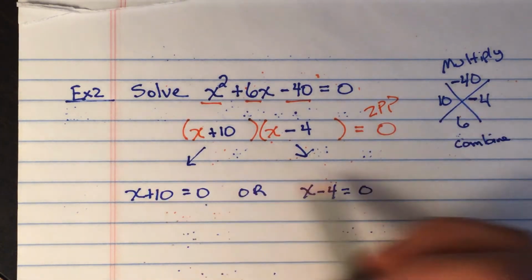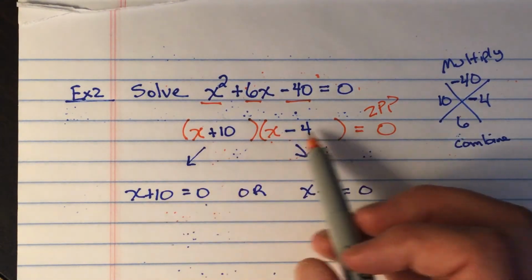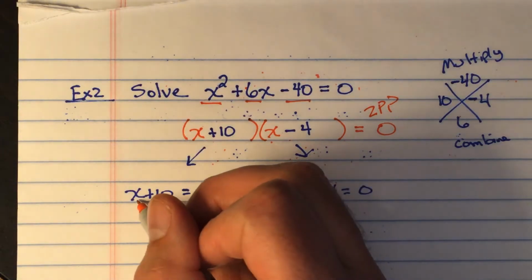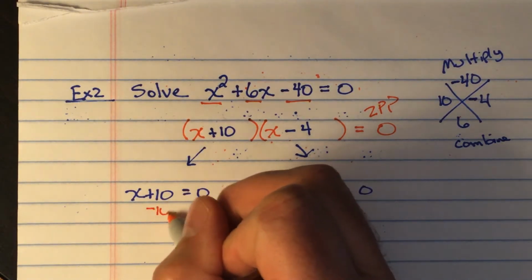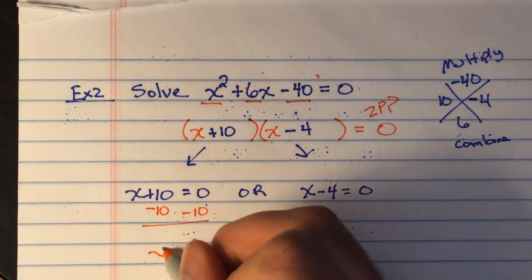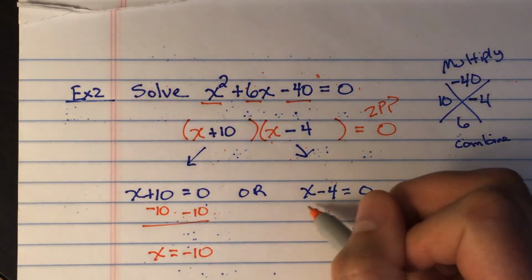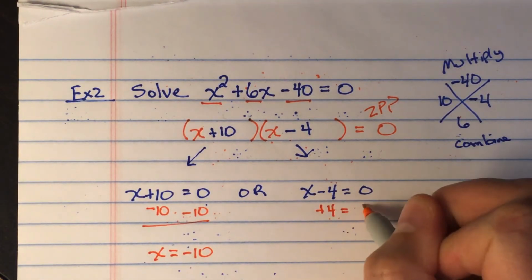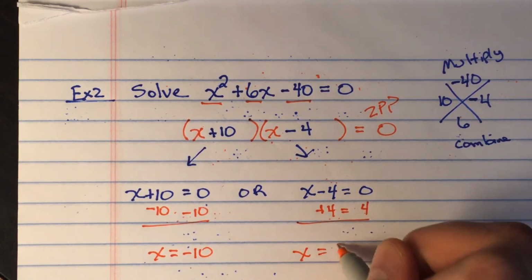But now from there, after you split them, notice it just comes straight down. Now you just solve for x. So what gets rid of a plus 10? Minus 10. So if we subtract 10 from each side, you get x equals negative 10. Or I can add 4 on this one and get x equals 4.